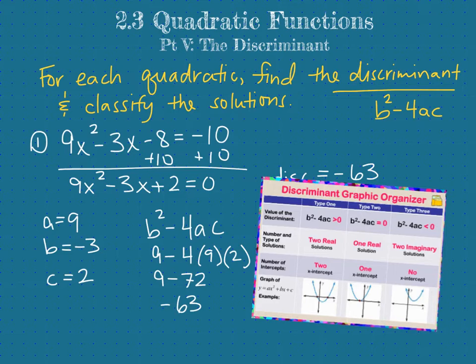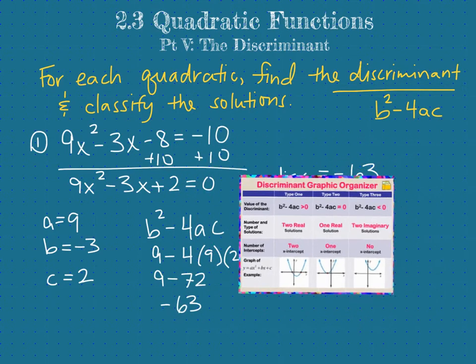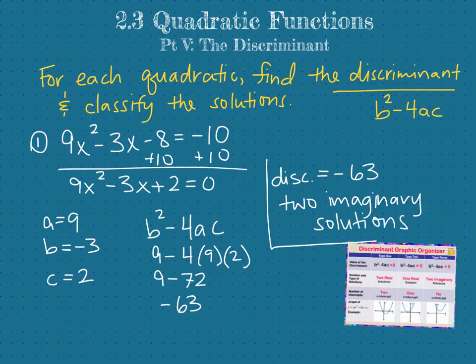If we take a look at this graphic organizer, we can see that we have a negative discriminant, and that means we do not have any real solutions. Instead, we have 2 imaginary solutions. Our graph never hits the x-axis. So we would write that we have 2 imaginary solutions. This means we have 0 real solutions. They are imaginary.